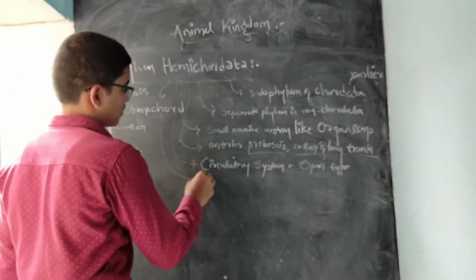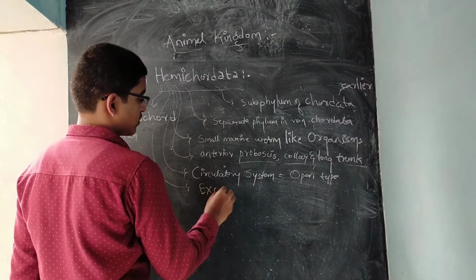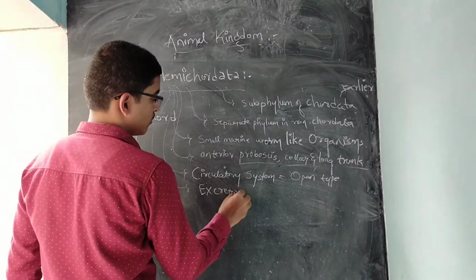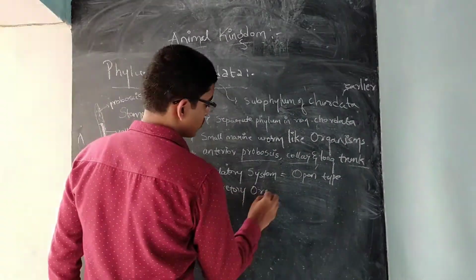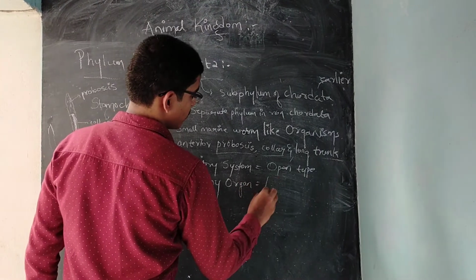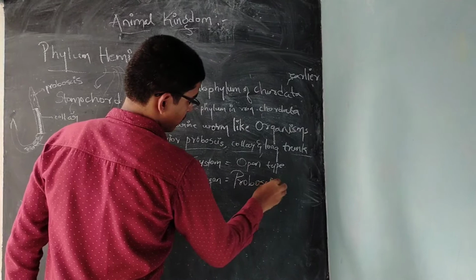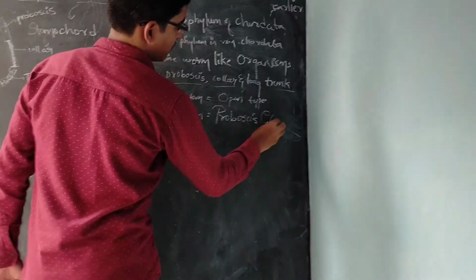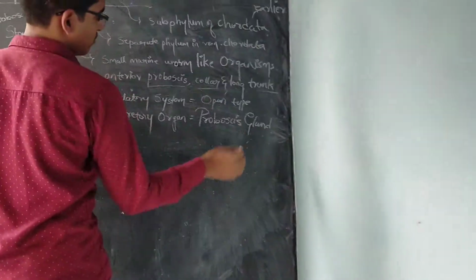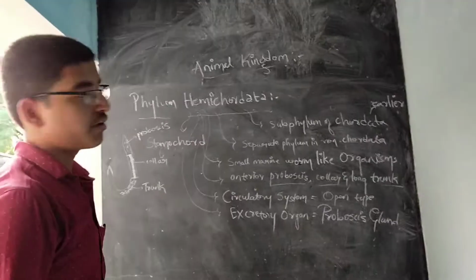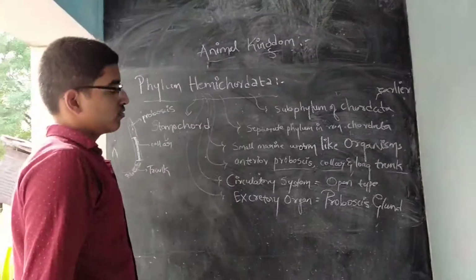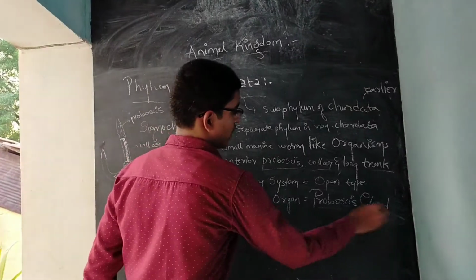It also has an excretory system with an excretory organ. Which is the excretory organ in balanoglossus or hemichordates? It is the proboscis gland. The proboscis gland performs excretion. Excretion means removal of harmful nitrogenous waste.